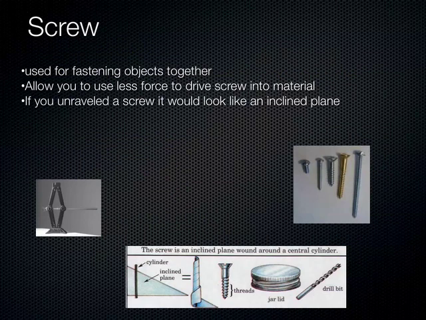A screw is also really a type of inclined plane. And if you imagine a screw, you could think of it as an inclined plane wrapped around a cylinder. What do you call the ridges on a screw? Threads, the threads of the screw. Screws are used for fastening objects together, but lots of other things as well. Holding things tightly together, sealing things.